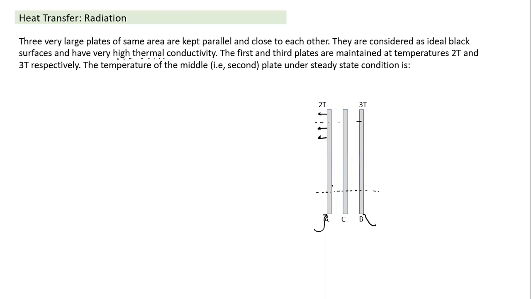So this plate is radiating heat, and they're all black bodies. Whatever heat is radiated by the right surface of the 2T plate is incident on the left surface of the middle plate, and everything will get absorbed. So the left surface of the middle plate will receive heat from the 2T plate, and the right surface will receive heat from the 3T plate. So it will receive heat radiation.